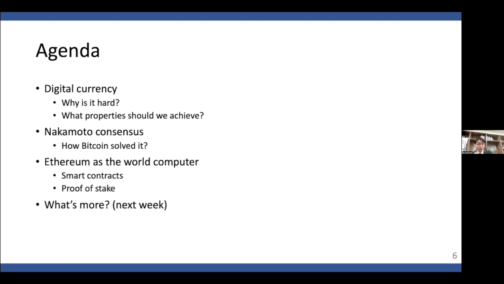There are many things that Bitcoin cannot do, but Ethereum can do. So that will be the topic.